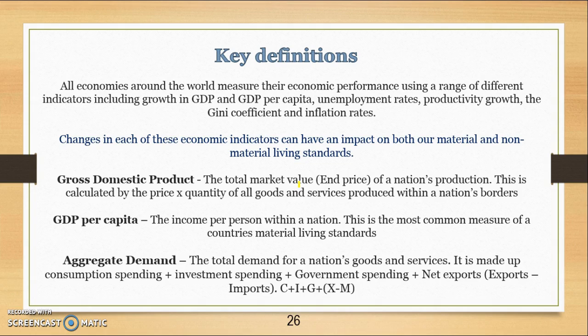So the first one, gross domestic product. Gross domestic product looks at the total market value, so the total end price, what things are being sold at their final value, of a nation's production. It's calculated by looking at the price of all the goods and services produced multiplied by the quantity produced within a nation's borders. Then we have GDP per capita, which measures the income per person within a nation. That's the most common measure of a nation's material living standards. We also use the term aggregate demand, which is the total demand for a nation's goods and services, and we'll talk a little bit more about how that's calculated in the following video.